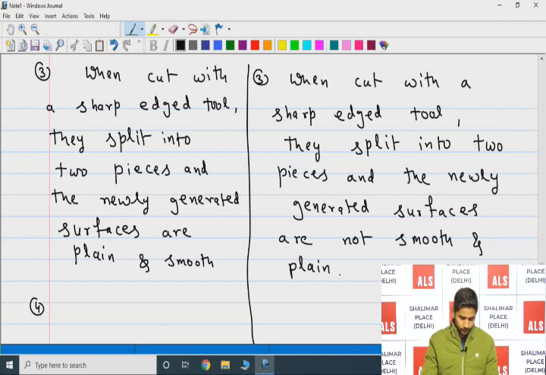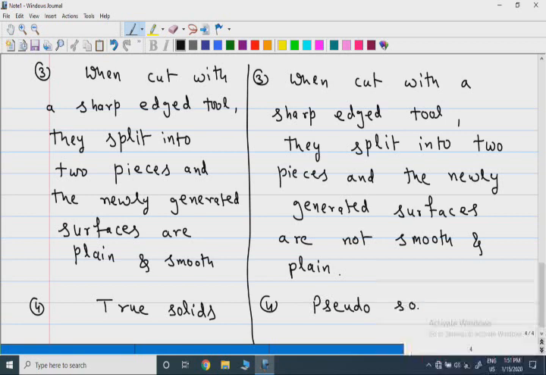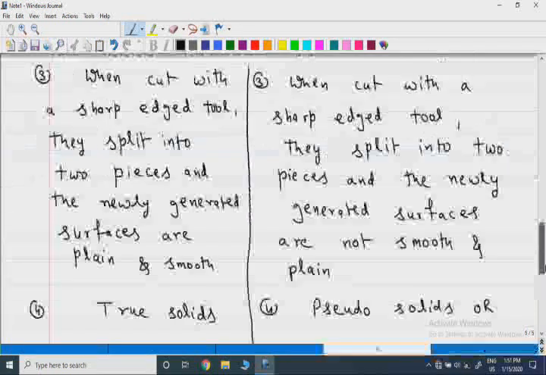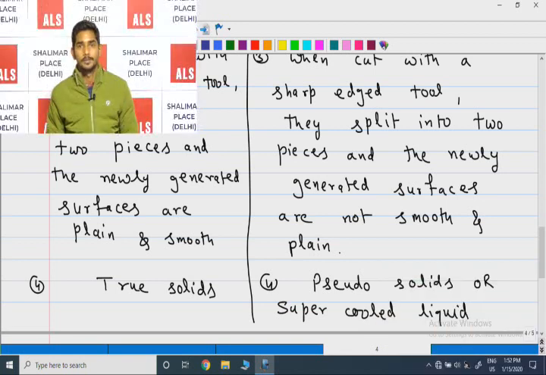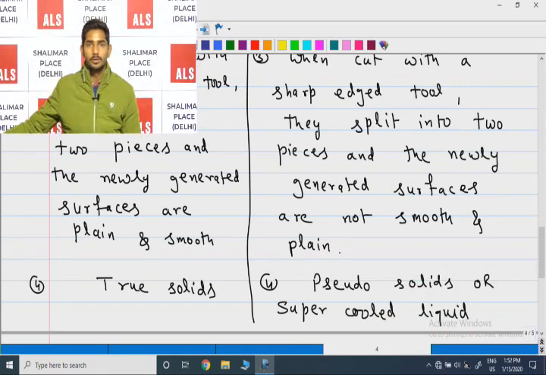Next point, they are true solids and they are pseudo solids, or we can say supercooled liquid. I have a question for you guys. Let's talk about the glass. Tell me, where would you like to put the glass, in the crystalline solids or in the amorphous solids? In which column will you put it and why?